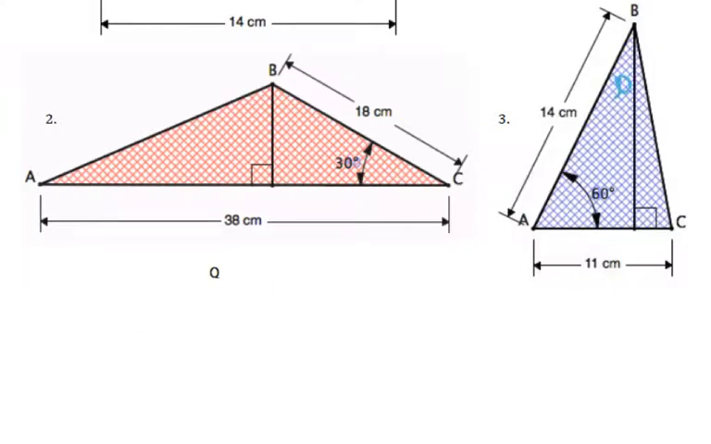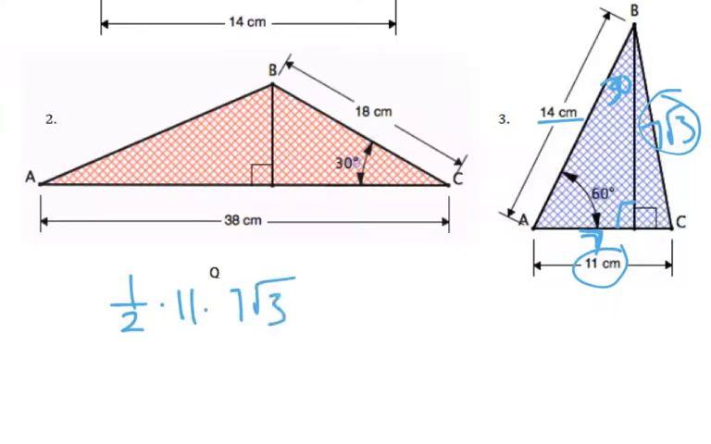So 60, so this is 30. The hypotenuse, because that would be the right angle, is 14, which means the shorter side is 7. Which means this longer side is 7 times the square root of 3. So that's our height, that's our base. So the area is 1/2 times 11 times 7 square roots of 3. So we're going to use the calculator on this one. So 1/2 times 11 times 7 times the square root of 3. And that gives us 66.68. I'm rounding. Centimeters squared.